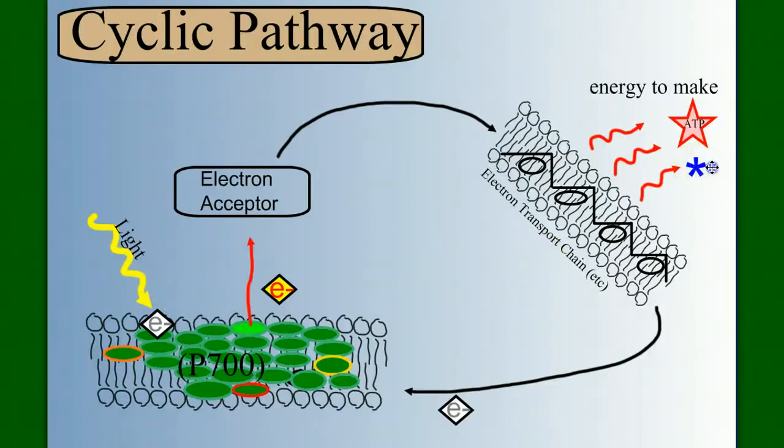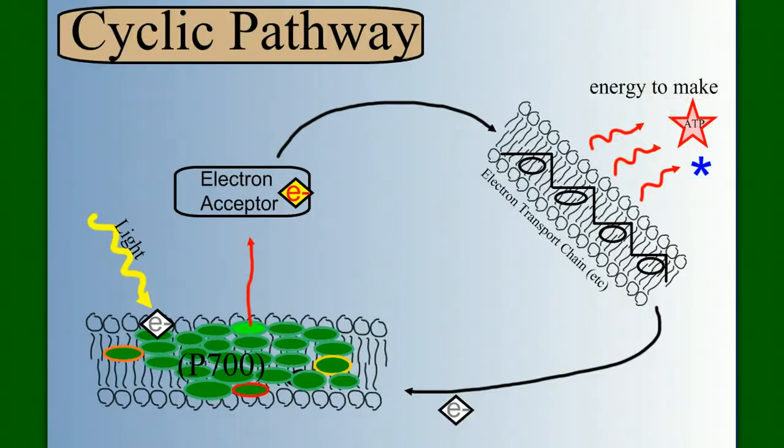Now notice I placed an asterisk here because this is a topic we're going to come back to later. We say that the electron goes down the ETC and energy is given off to make ATP, and that's kind of true, but there's a lot more detail, and that'll get its own video on photophosphorylation, in terms of the process by which this ATP is made.